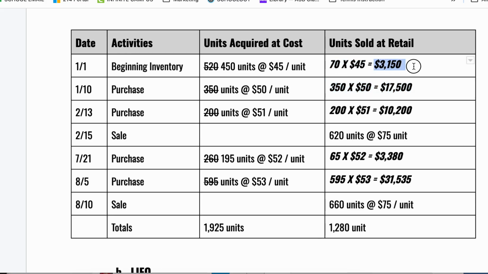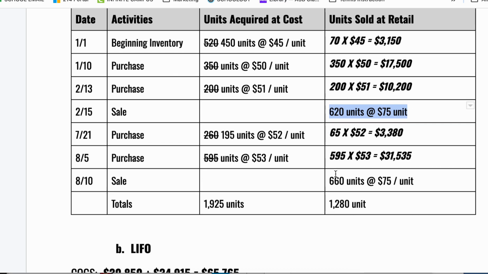All right, so 3,150 plus 17,500 plus 10,200. All right, that's my cost of goods sold for this sale. Okay, so then I sell 660 at 75. I first go here and grab all 595, because remember it's last in, first out, so 595 times 53. And then I need another 65, so I grab 65 at 52.